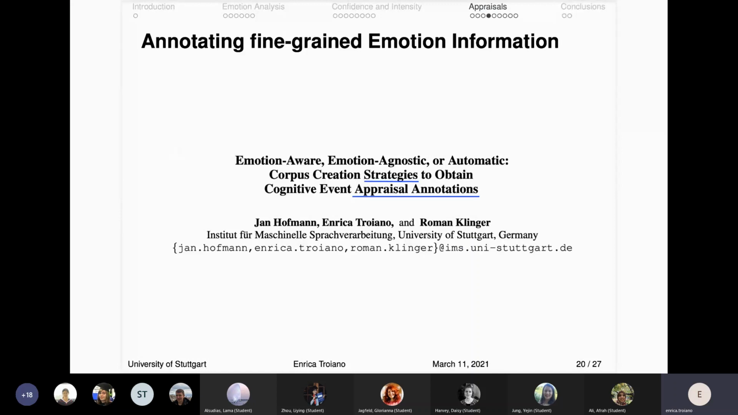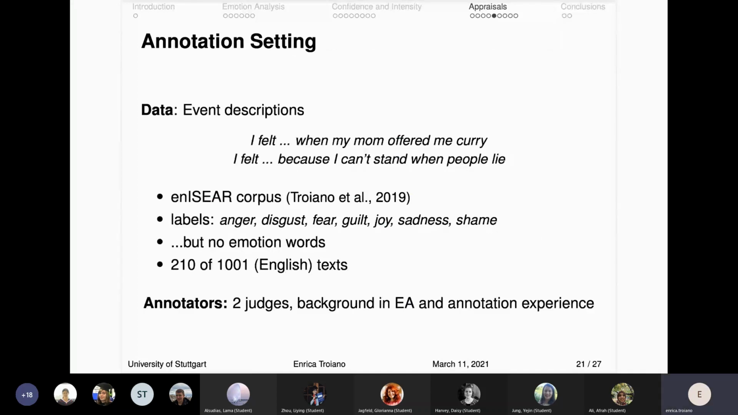So I consider the problem of annotating appraisals in this joint work with Jan Hoffman and Roman Klinger, one of my supervisors. And in this paper, we analyze different strategies to collect annotations of appraisals. And the appraisals that we consider are based on those by Smith and Ellsworth. Okay, so we thought that in order to approach the problem of annotating appraisals, the most appropriate type of data would be event descriptions, because that requires the annotators to reconstruct the appraisal.